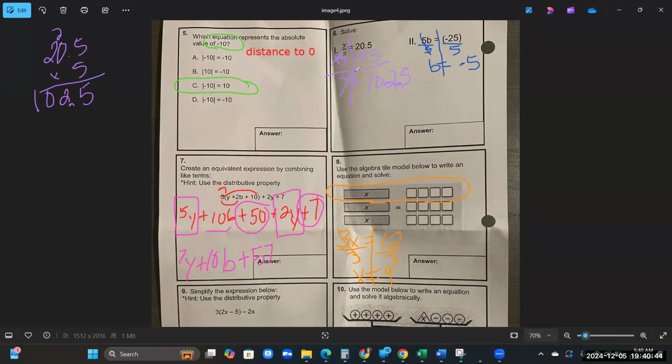All right, now it says simplify the expression below. Once again, use the distributive property. 3 times 2x will give us 6x. 3 times -5 will give us -15. And then we still got our -2x. Combine our 6x with our -2x, and that will give us 4x. And we still got -15 by itself. So 4x minus 15.